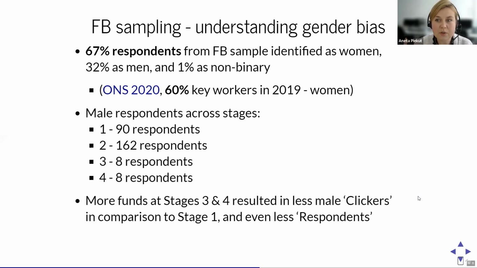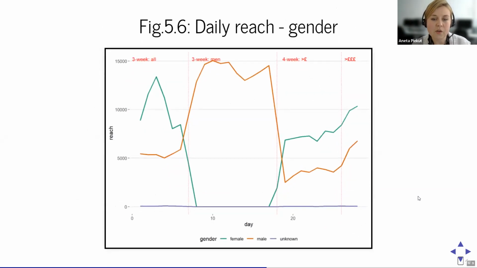And later in stage 3 and 4, as you will see in the graphs I will show in a minute, there was increased reach among men. There were some clicks, but they somehow didn't translate into respondents in stages 3 and 4. So now the same graphs of reach, clicks, and respondents by gender.